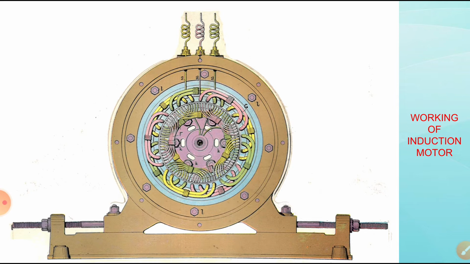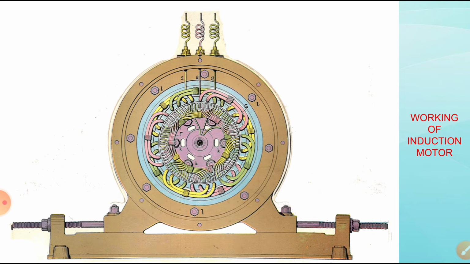At the same time, we have seen the construction of induction motors. It mainly consists of the stator and the rotor. The rotor is further classified into two types: one is the squirrel cage rotor, and the other is the slip ring rotor. We have also seen the benefits of both in comparison.